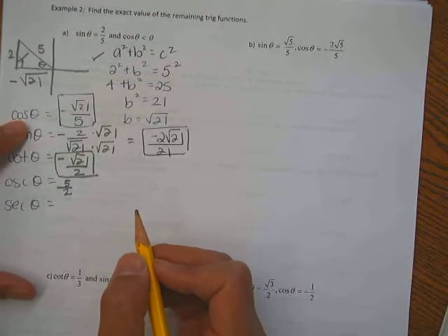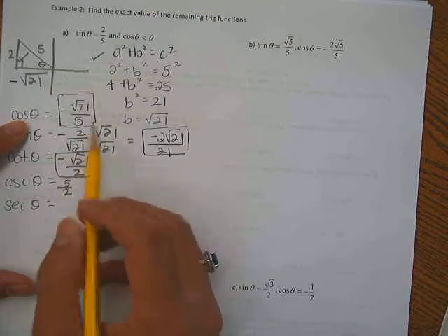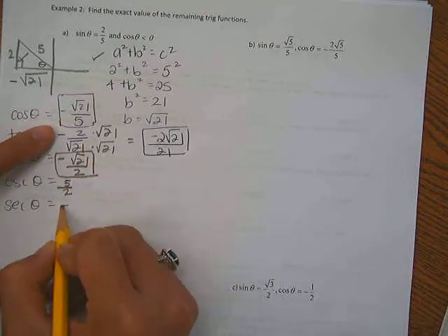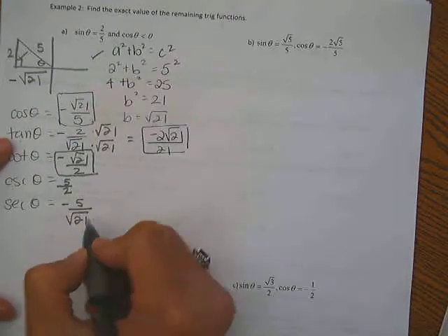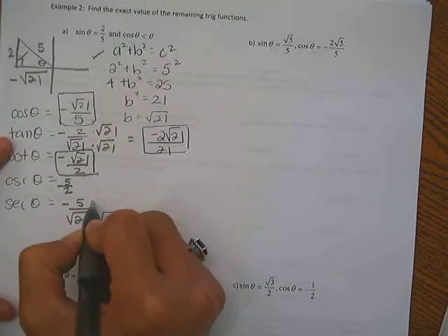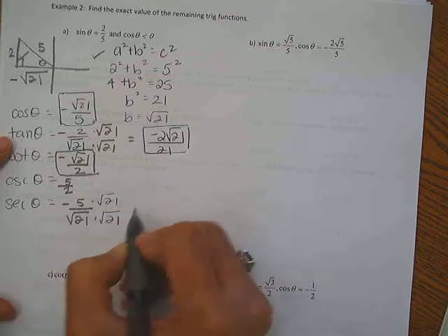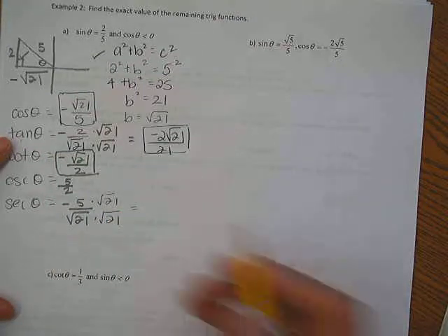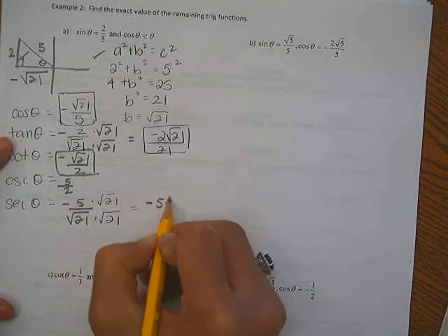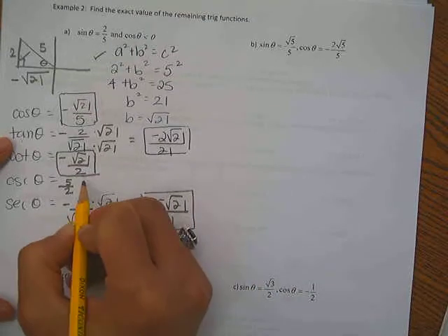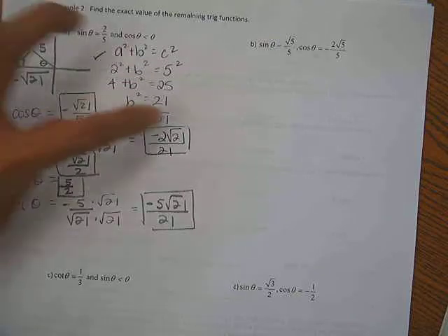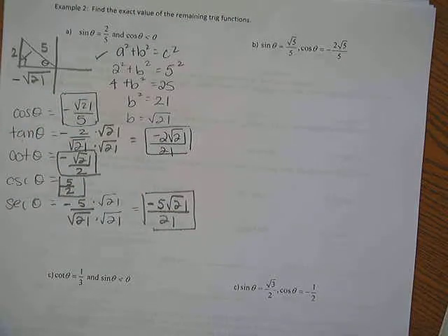Secant is going to be the reciprocal of cosine. So what I need to do is I'm going to flip this. So negative 5 over square root of 21. I need to do a little bit of algebra. Multiply both top and bottom by square root of 21. This is going to be negative 5 times rad 21 all over a positive 21. So I believe I have boxed 1, 2, 3, 4, 5 solutions, and I'm looking for the remaining 5 trig functions. And that's beautiful, right?